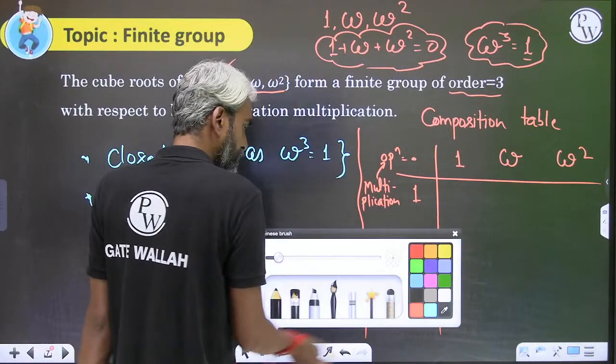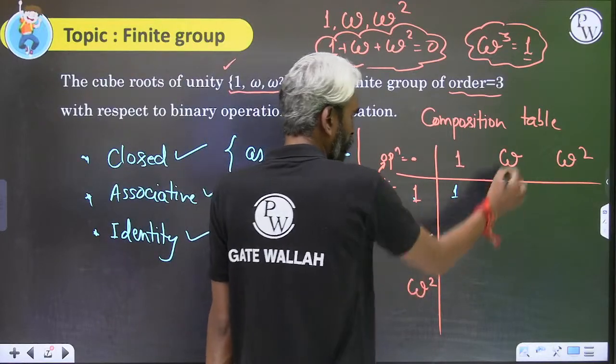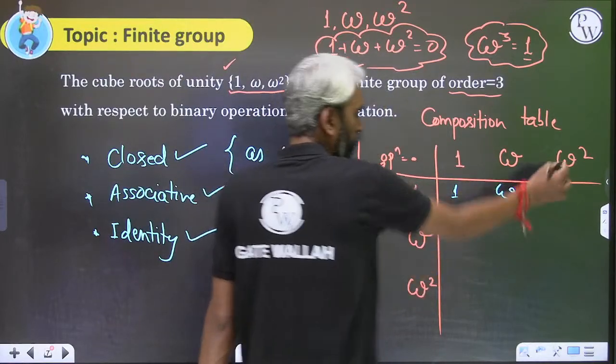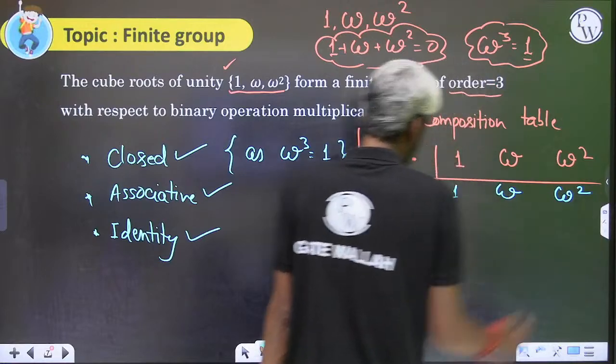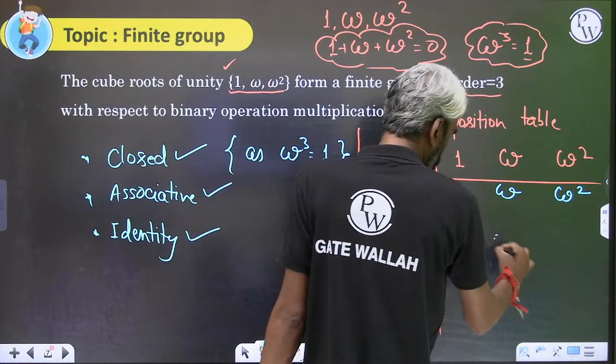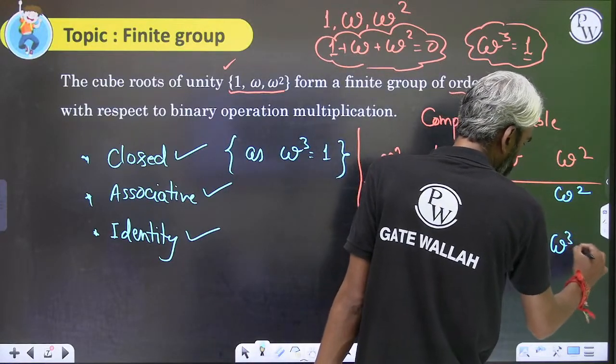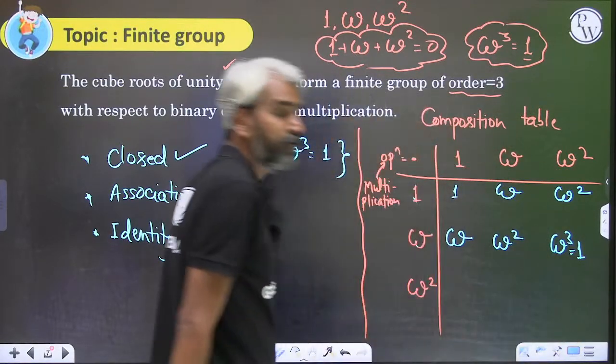Now, let's check. 1 into 1 is 1. 1 into omega is omega. 1 into omega square is omega square. Similarly, omega into 1 will be omega. Omega into omega will be omega square. Omega into omega square will be omega cube. And we know omega cube is nothing but 1.